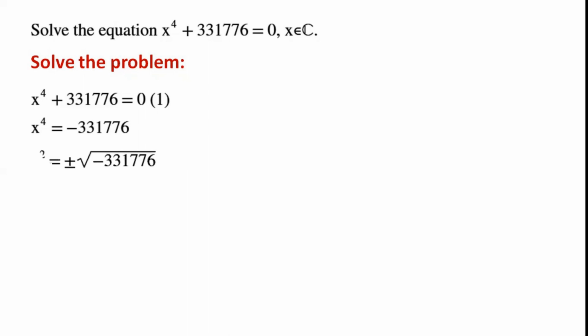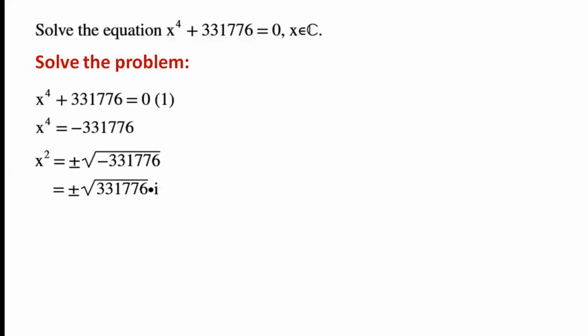331,776. So x squared equals plus or minus the root of minus 331,776, which is equal to plus or minus the root of 331,776 times i.